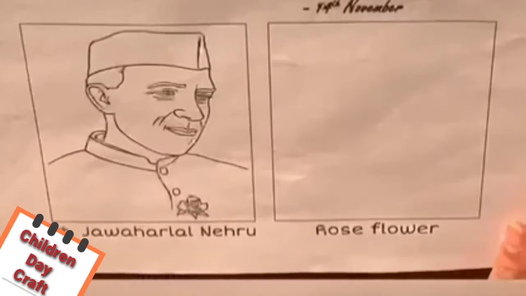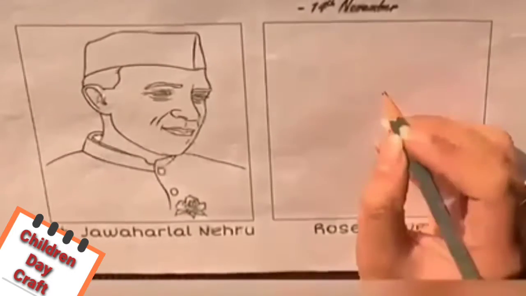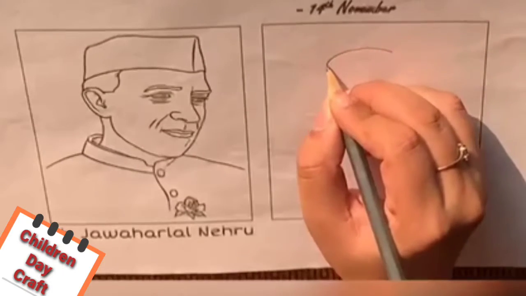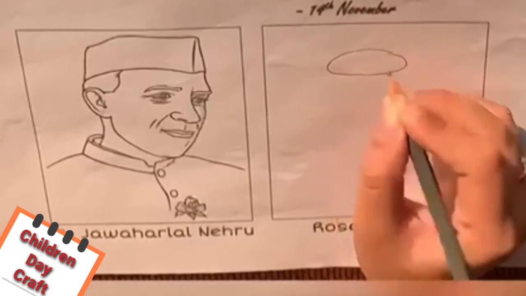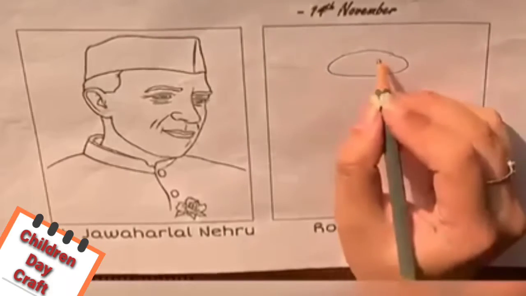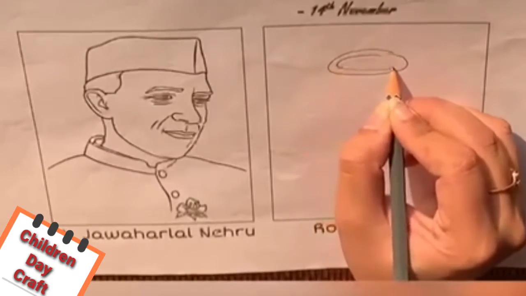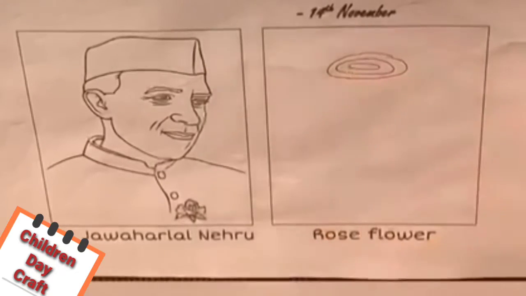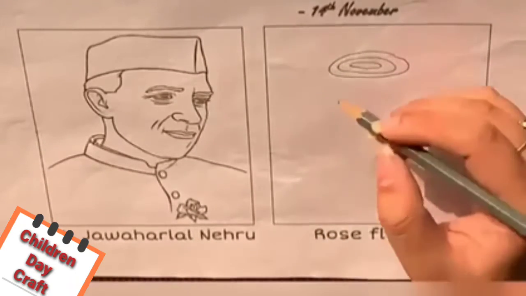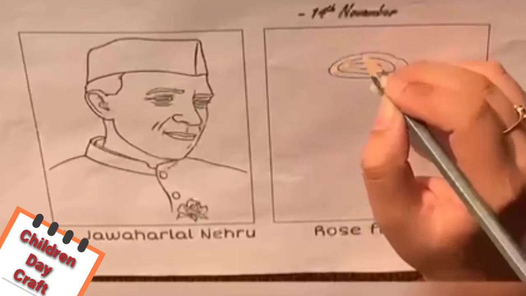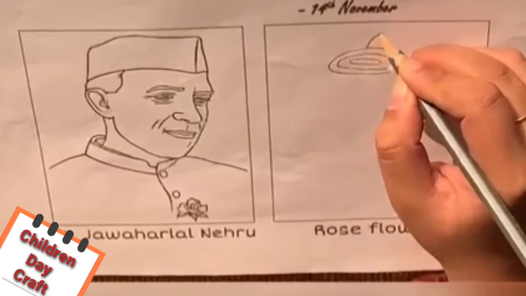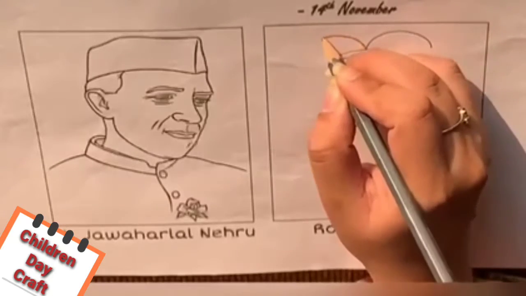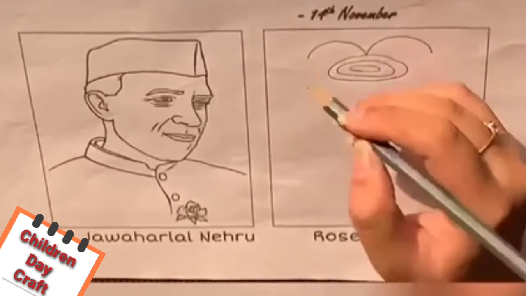For making a rose flower, all we have to do is start from the top. We have to make an oval shape like this. Make another oval shape inside this and one more, and then we will be making one curve here like this and other curve here. Okay.